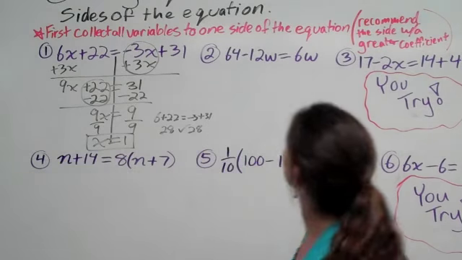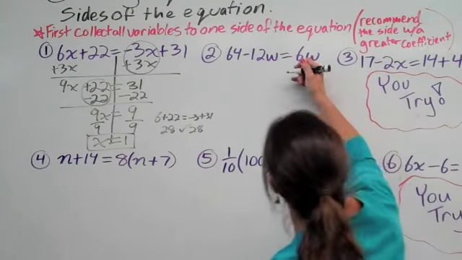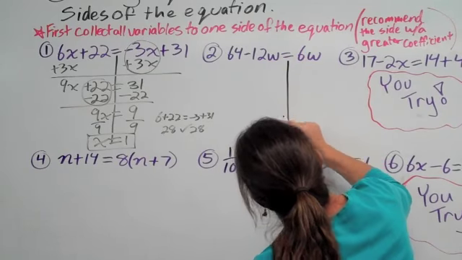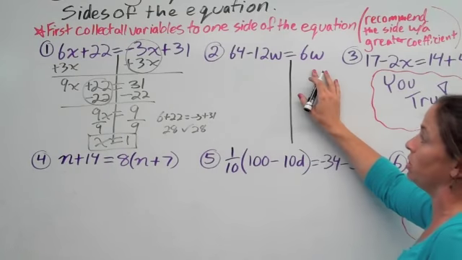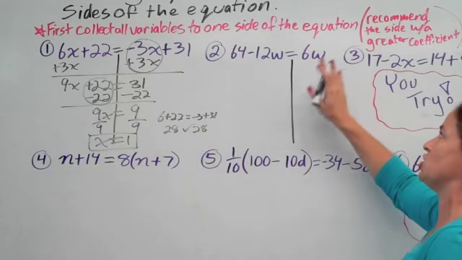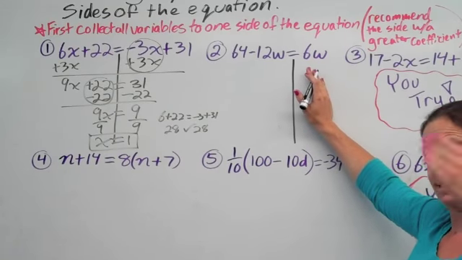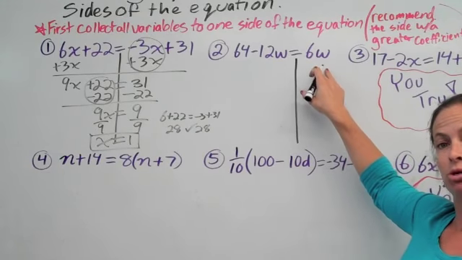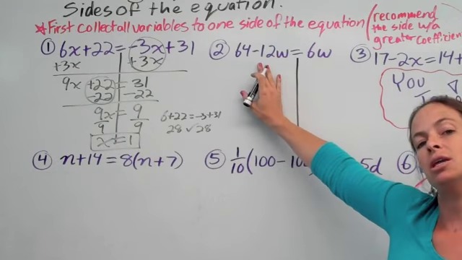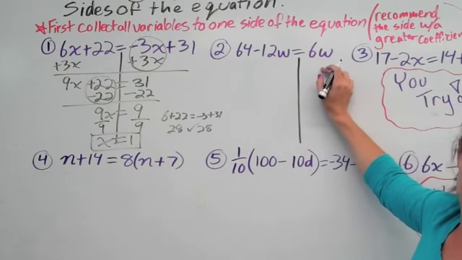All right, number 2. Same first step, build a fence. Now, because there's actually 2 terms on this side and only 1 term on this side, no matter what, I actually would rather collect it to this side because it would make less steps. But the benefit is this is also the side with more w's. Why? Because this is actually a negative 12w and this is a positive 6w.